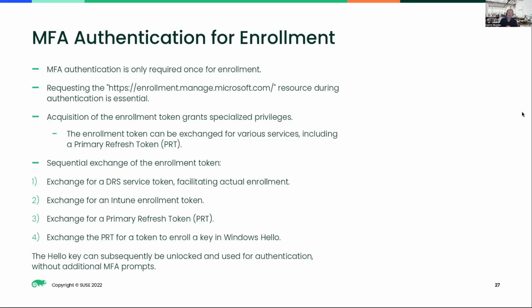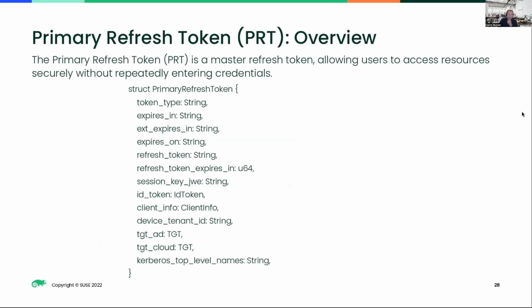And then once you're enrolled, you can exchange it again for a primary refresh token, PRT. And also you can exchange it to enroll a Windows Hello token, which is important for our enrollment process. This is a PRT. A PRT is a master refresh token, which allows users to access resources securely without repeatedly entering credentials. So we can store this in a cache, and basically we can infinitely kick this can down the road and always be authenticated as this user.